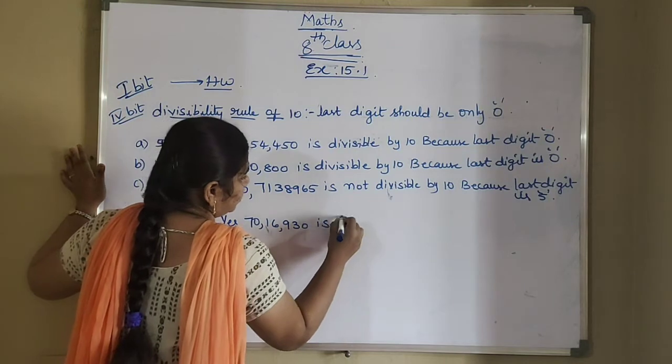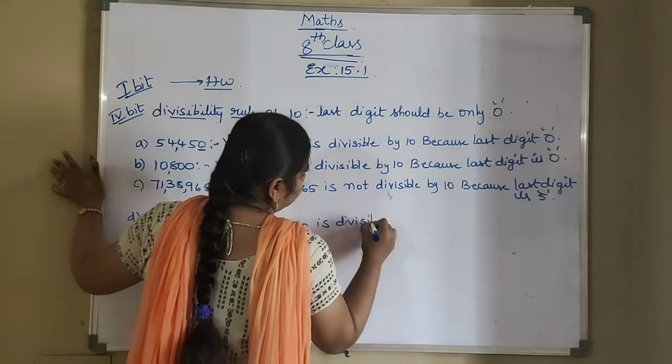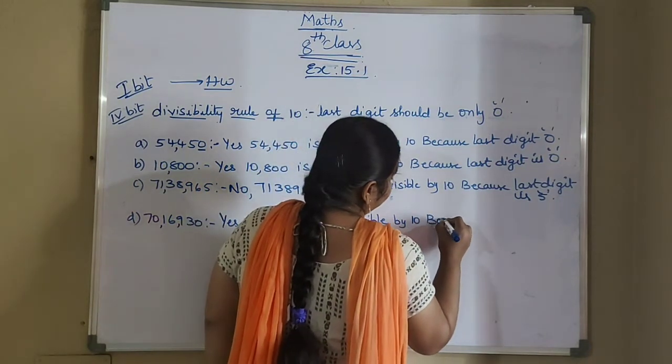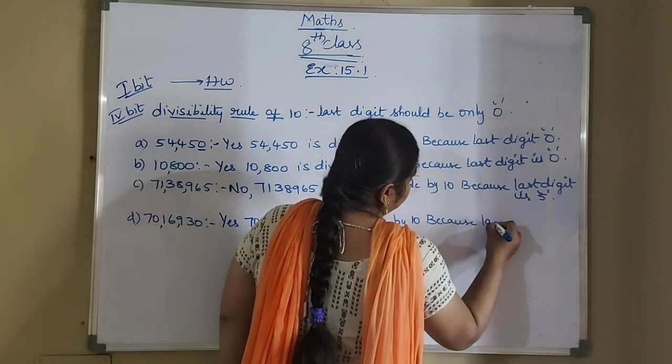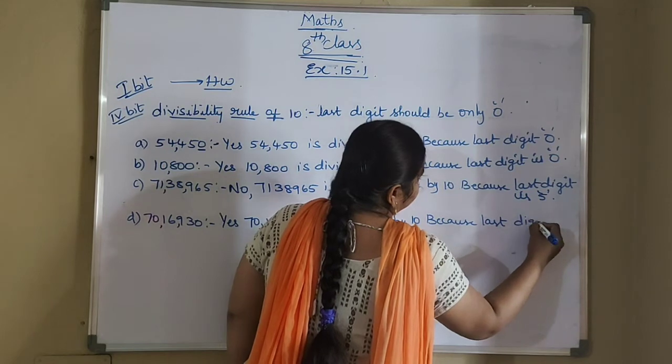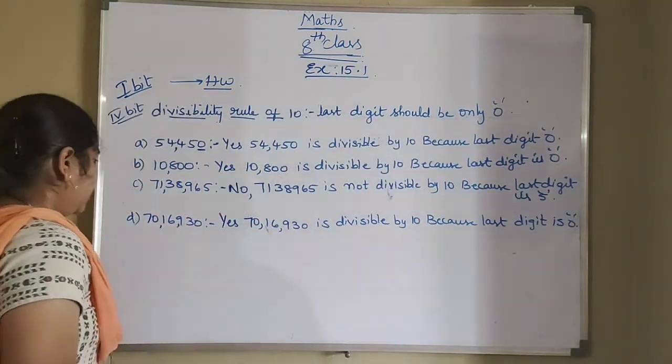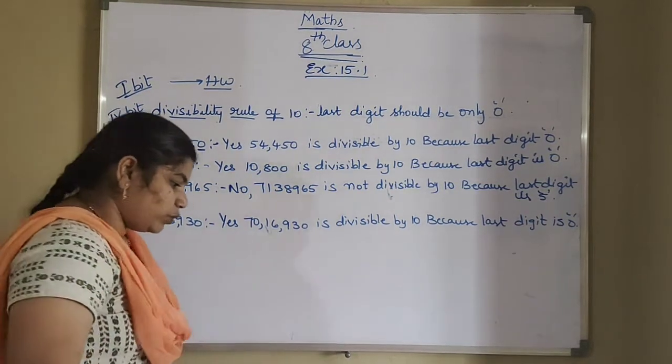70,16,930 is divisible by 10 because the last digit is 0. Okay, next, the last one in this bit. What is that?